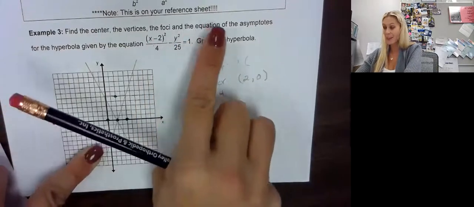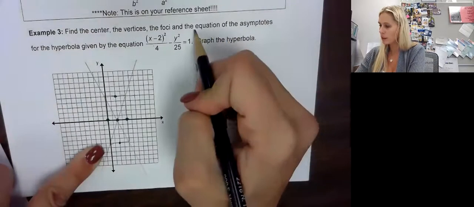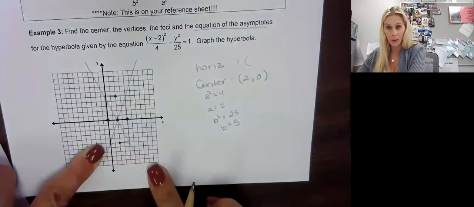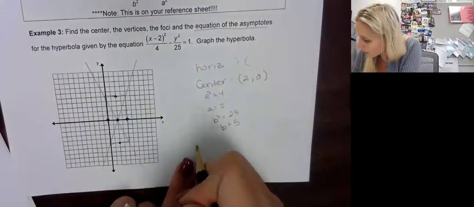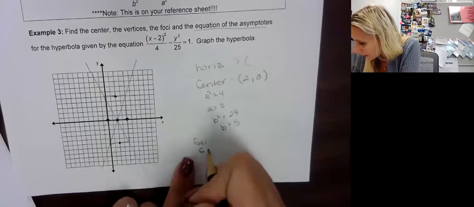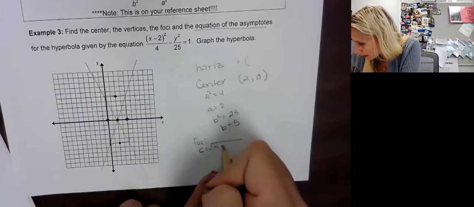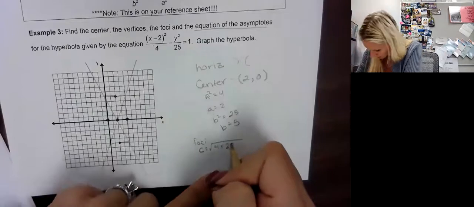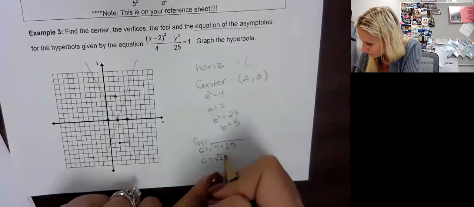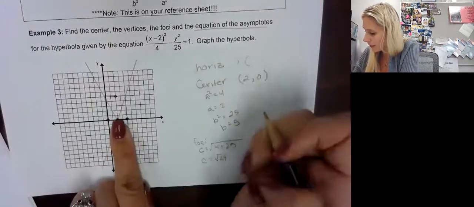Oh, and in this case, it makes us find the equations. That's going to be our big one. So let's do the foci first, and then I'm actually going to show you how to find these equations, okay? So foci, of course, comes from C, and C is the square root of A squared plus B squared. So C equals the square root of 29. Now remember, that's from the center. And it's going out that far.